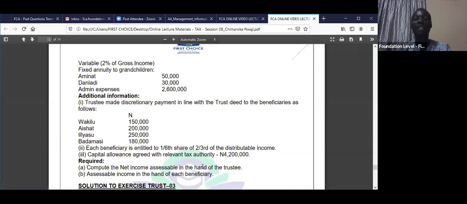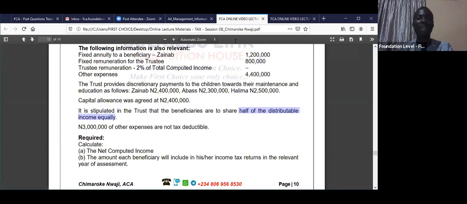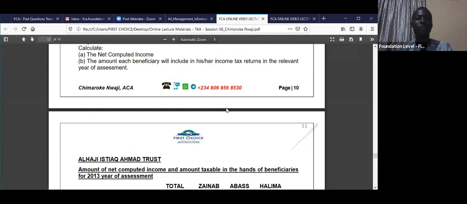net income accessible in the hands of the trustees. So this is net income accessible in the hands of the trustee. What does it mean? It means that undistributed income in the trustees' hands is what they are asking you. Then they said accessible income in the hands of the beneficiary, all those income that you add to the beneficiary's hands. I tell you that they are all similar things. Let's look at how the solution would look.